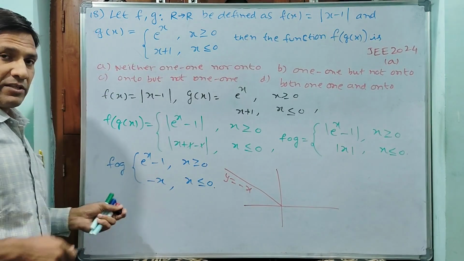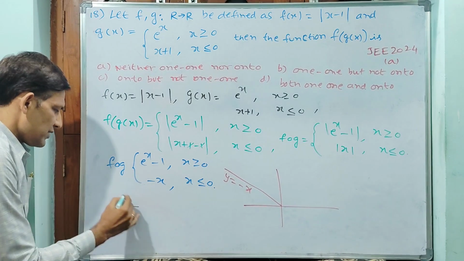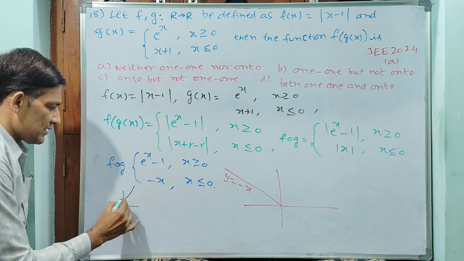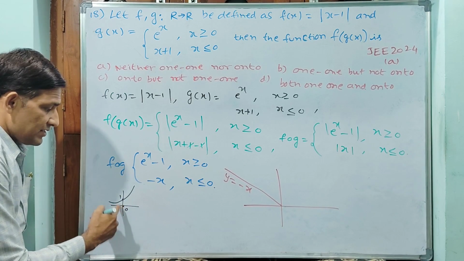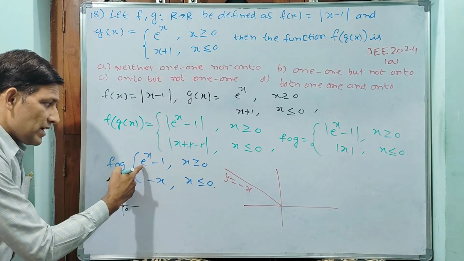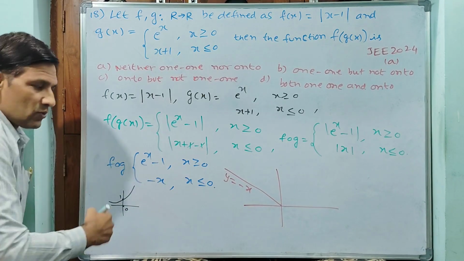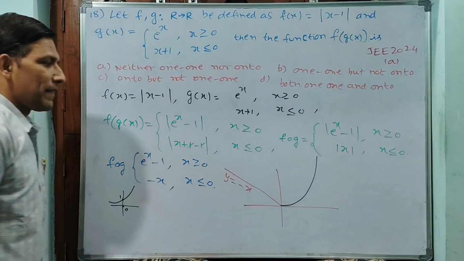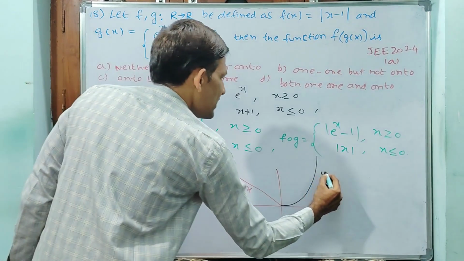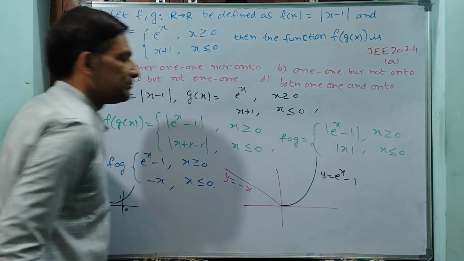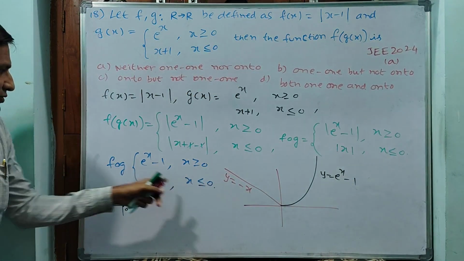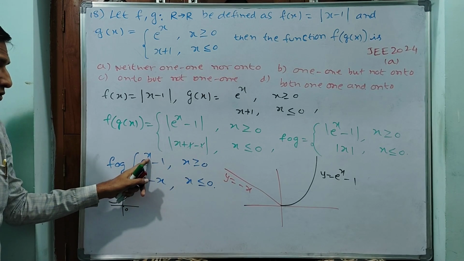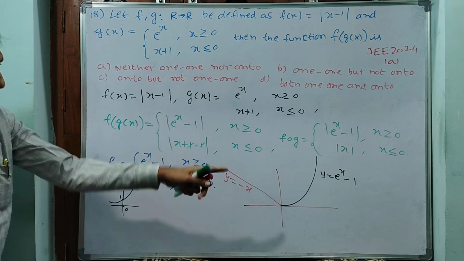Now go for e power x minus 1. Without this minus 1, the e power x graph we know. At x equal to 0, this is going to become 1. When x is 0, y is 1. Now here, when x is 0, y is 0. That means this is going to start from here. This is y is equal to e power x minus 1. When x is 0, e power 0 is 1, 1 minus 1 is 0, y is also 0.